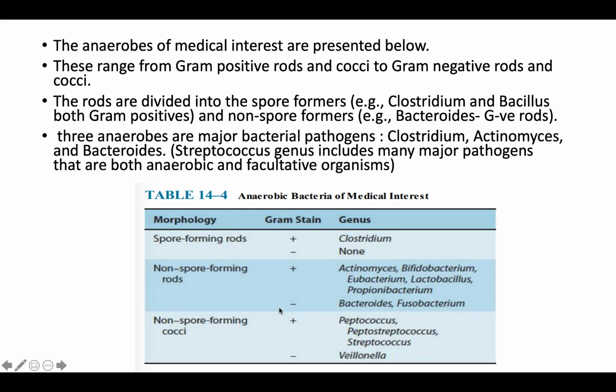Now among gram-negative non-spore forming rods, the main ones would be Bacteroides and Fusobacterium, and then gram-positive non-spore forming rods, the most important ones are Actinomyces, Lactobacillus, Bifidobacterium. These are common ones that usually come up in exams. Now we finished the rods, let's talk about cocci. These are Streptococci, Peptococcus, the cocci, so these are all gram positive. And Veillonella, which is the main one seen in saliva. So these are the anaerobic bacteria of medical interest that we need to know.